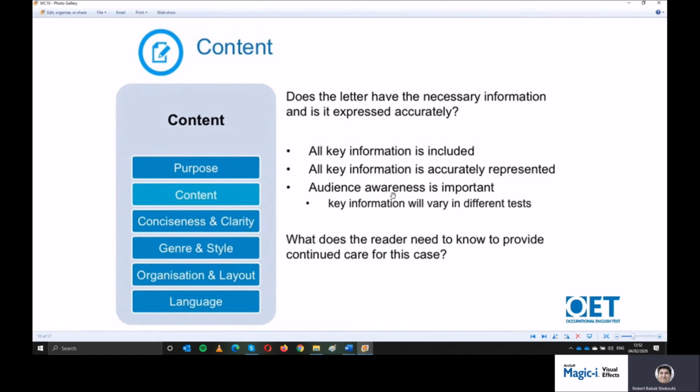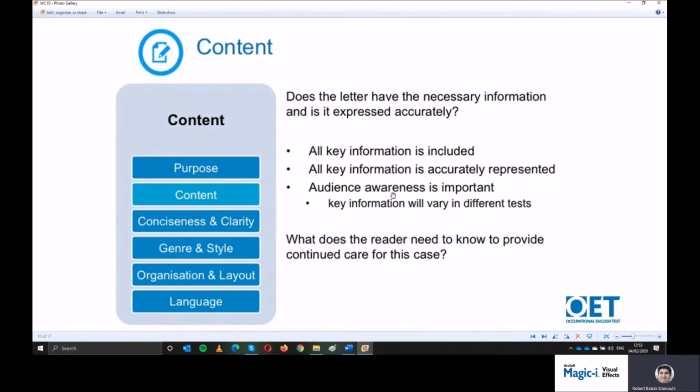And why is it important? It says because key information will vary in different tests. I'll give you an example. You have a task, which is to write a letter to a nurse. And with the same case note, they say also refer this patient to a physiotherapist. Do you think the letters would be the same?